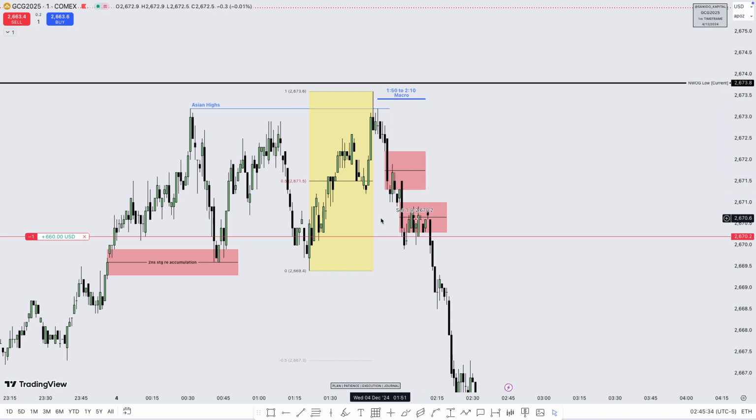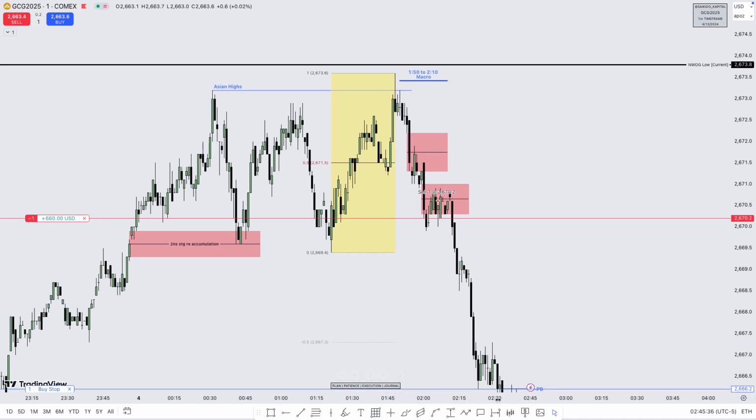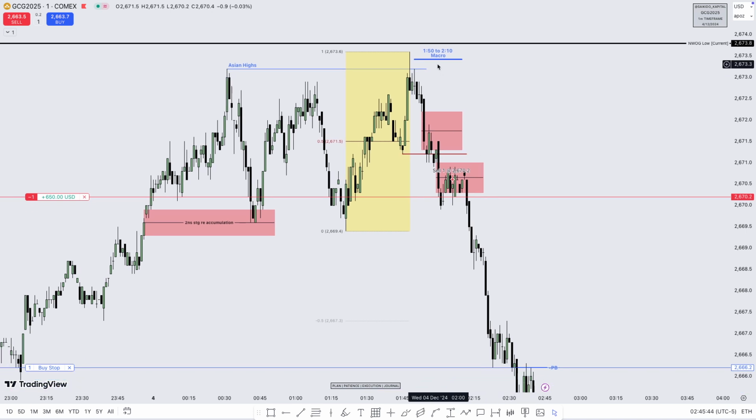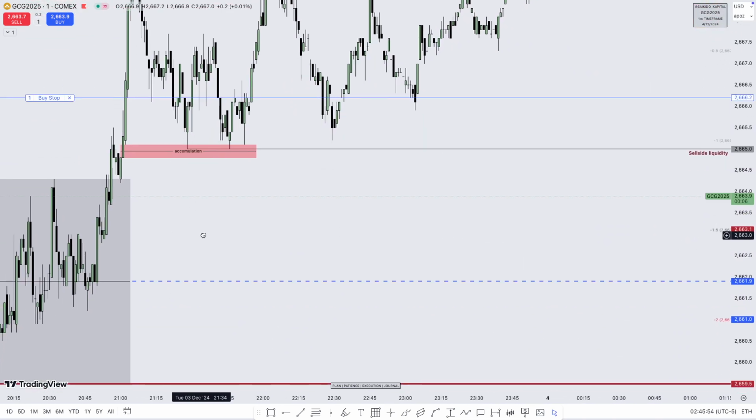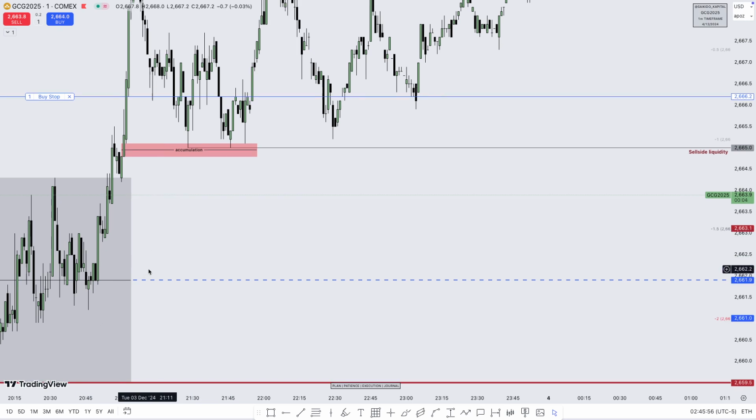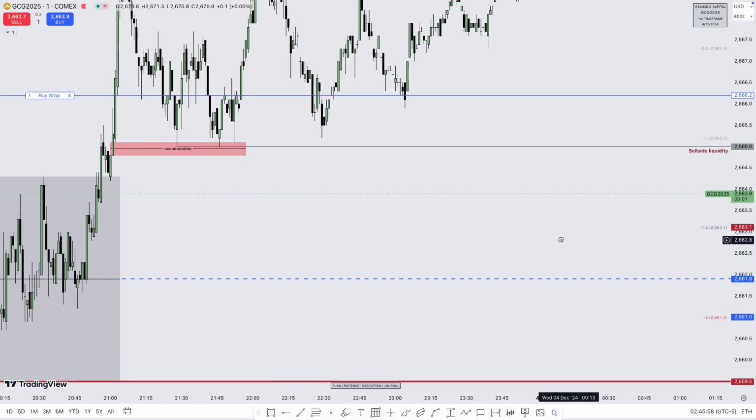This is not random. This is algorithmic. This is not a coincidence, right? Broke structure inside the macro. This macro was putting in a sell program here above Asian highs. What do you have down here? Relative equal lows all the way down, and you can easily spot your market maker model.